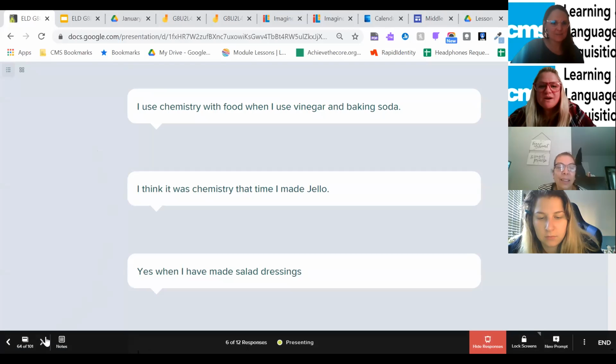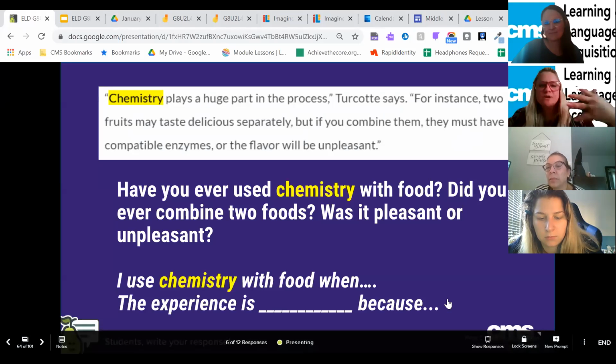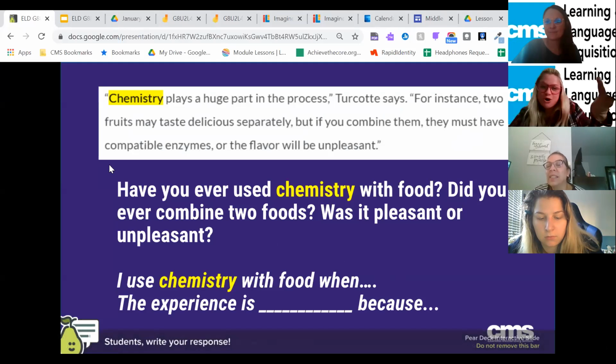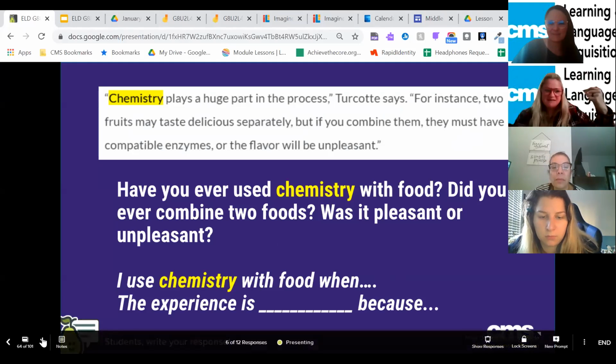Awesome. So what we wanted to do with this activity was just pull it out from the text and then have the students connect to it, bring their own experiences. And we know our students probably have a lot of experiences with cooking with their families, because that is a huge part of culture. So we really wanted to make it personal for them, and hopefully they'll remember what chemistry means.